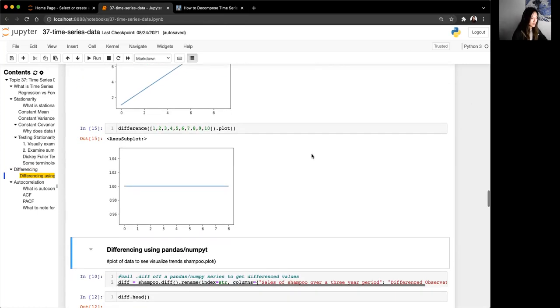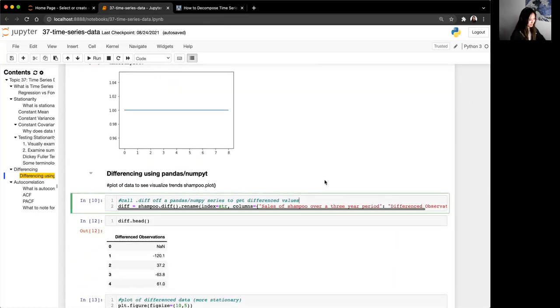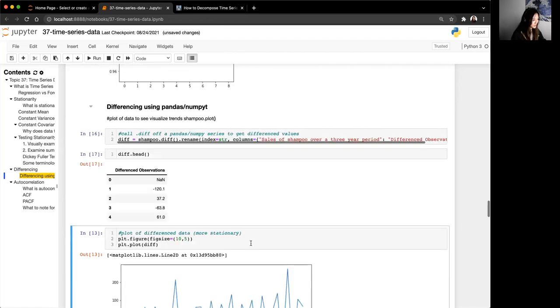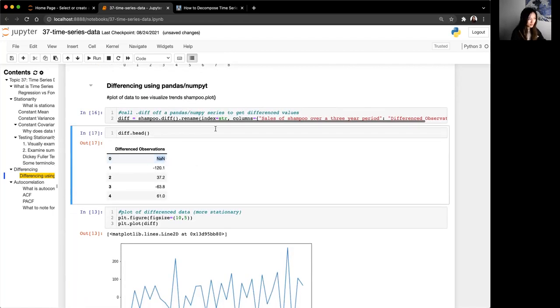Of course, this is a very simplistic example. Let's see what happens on our bigger data, our shampoo data. Differencing is actually a pandas method, .diff. When this is done, let me just run this real quick. You can see that the first observation becomes a null value. Every time you difference your data, you lose one data point because you can't really difference your first data point, because it has nothing to difference from. So it's pretty normal to see a null value at the start of your differenced data.